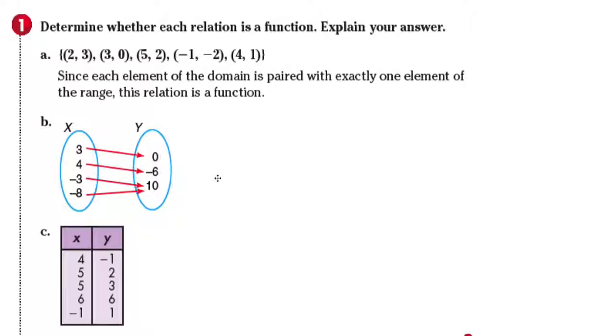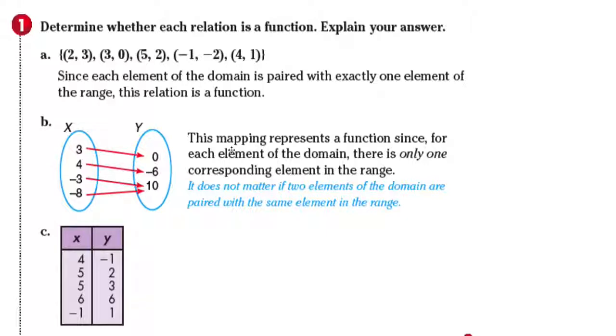Let's take a look at letter B. In letter B, you have a relation that has been mapped out. This is the mapping of a relation. This mapping also represents a function, since for each element of the domain there is only one corresponding element in the range. If you notice, -3 and -8 point to the same number, 10, and it does not matter if two elements of the domain are paired with the same element in the range. What matters is that for each element of the domain, there is only one corresponding element in the range.